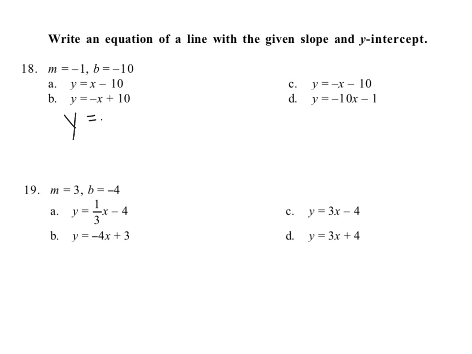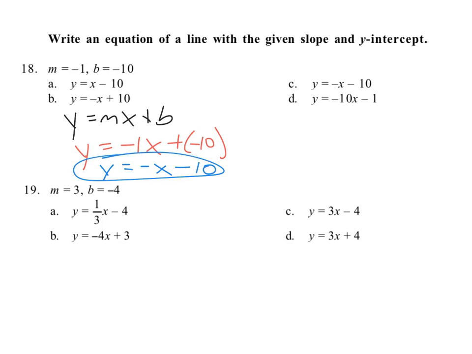These are super easy. You've got an equation y equals mx plus b, and what you're doing is you're replacing m and b with the number they gave you. So we say it's y equals, m is -1, -1x, plus b, plus -10. Well, both of these things need a little bit of simplification. You don't write -1x, you write y equals -x. You don't write plus a -10, you just write -10. So that's the equation, y equals -x minus 10. And that is C. Okay?